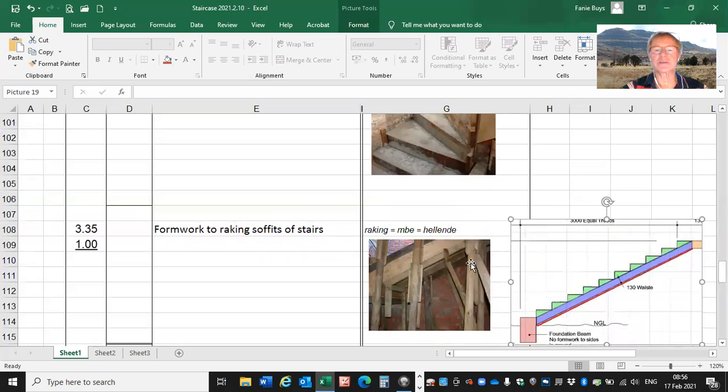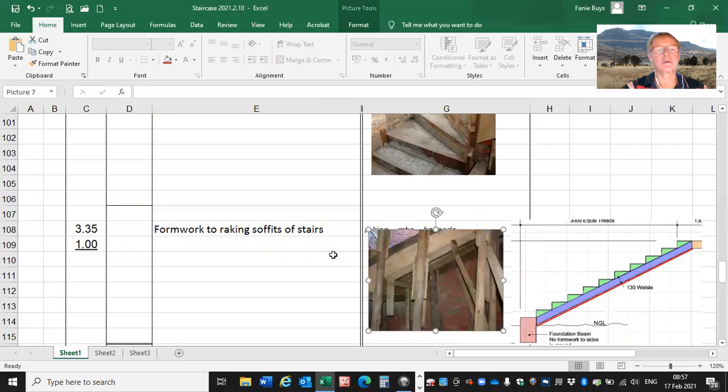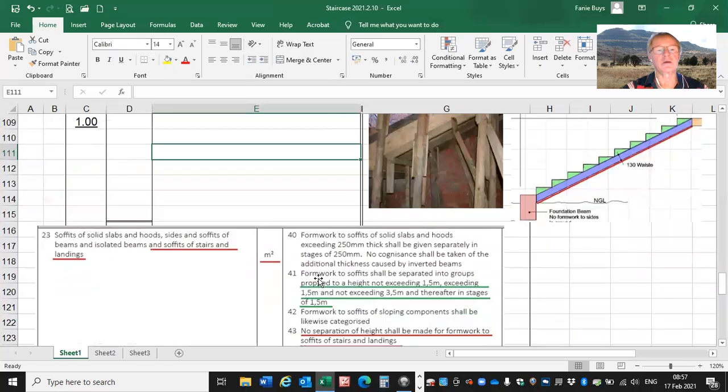There you can see the sketch thereof. That is the part going up of the staircase, and we need to provide formwork to the bottom there, right? And there's the description. If we first look at the standard system, formwork to soffits of solid slabs, etc., and soffits of stairs and landings.